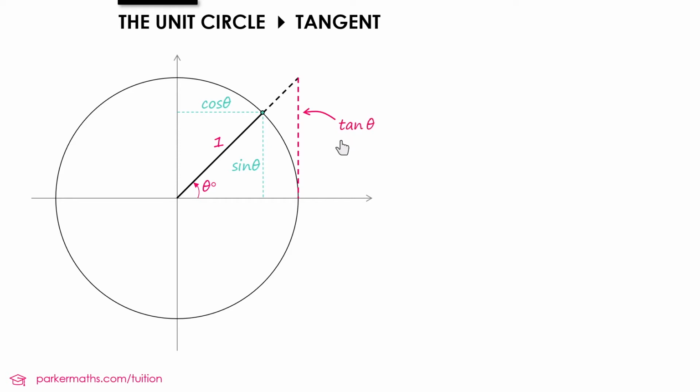Now it is possible to calculate tan theta using the unit circle, because here we have a right angled triangle where the base is the radius, the height is tan theta, and the length of the line from the origin to the extended radius meeting the tangent is called secant of theta. But that's a quantity we don't actually meet until the second year of the course.